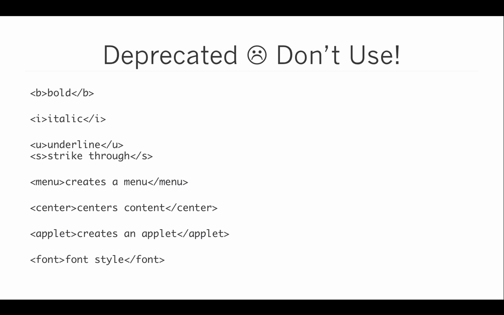These are some common deprecated tags that you don't want to use anymore. These were left around from previous versions of HTML, but in HTML5 we'll no longer use these, such as B for bold, I for italic, U for underline, S for strikethrough. We also won't be using menu, center, applet, or the font element.